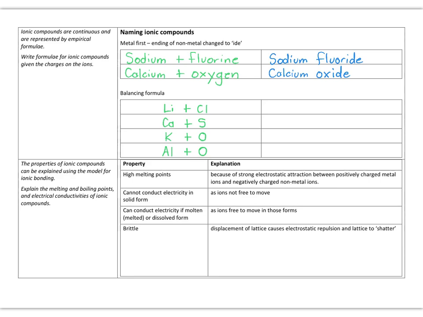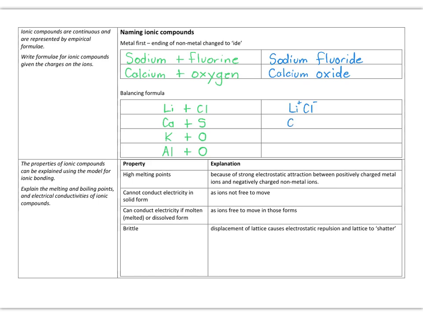The other thing we need to do is balance out the formula. We don't always end up with one metal ion for one non-metal ion, like we did in the case of sodium chloride in the previous slide. What we need to achieve is a balance of positive and negative charge. Lithium is in group 1, so it would have a 1+ charge. Chlorine is in group 7, so it wants one electron, a 1- charge. The positive and the negative cancel out, so that would be lithium chloride. It would be a 1-to-1 ratio.